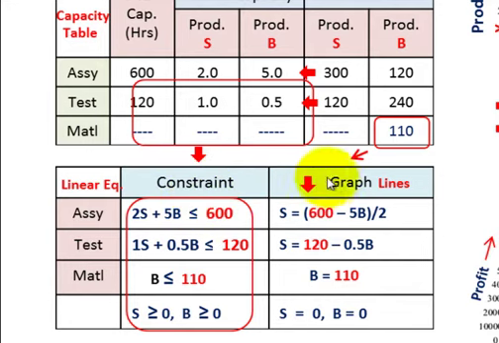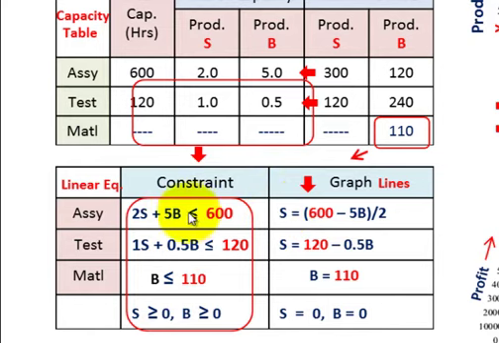So the next thing, we just have to set up our graph. What we're going to be looking at here is just a simple two-dimensional graph to determine our maximum profit between these two different products. So for assembly, you can solve for either one. You can solve your equation for B or for S. So let's just look at it in terms of S.